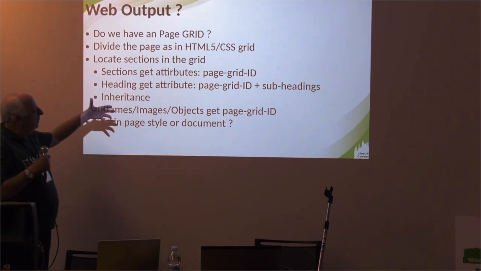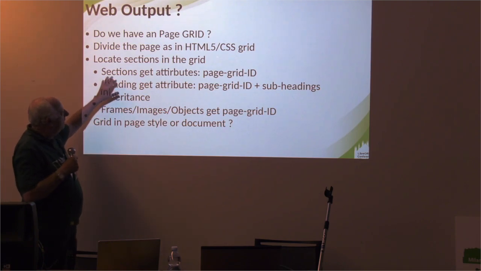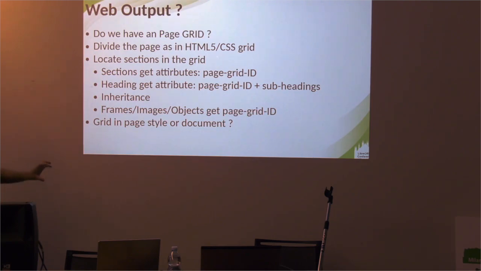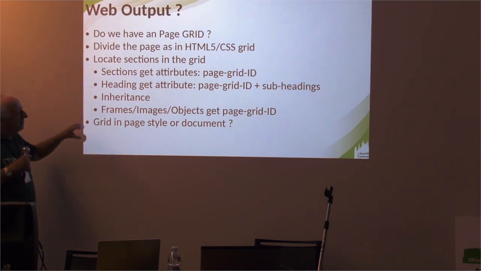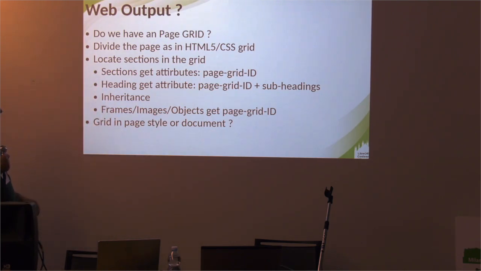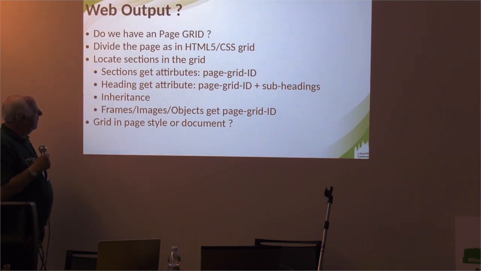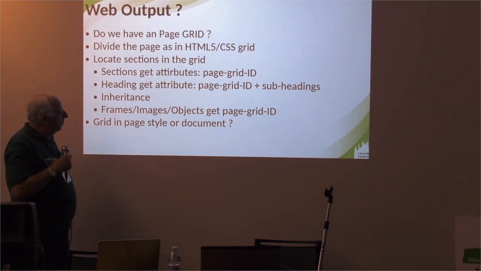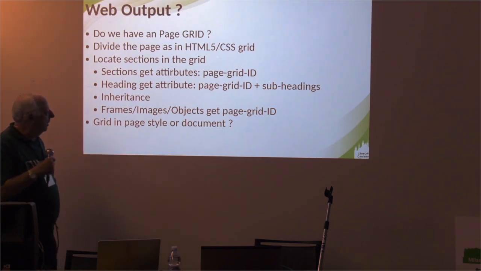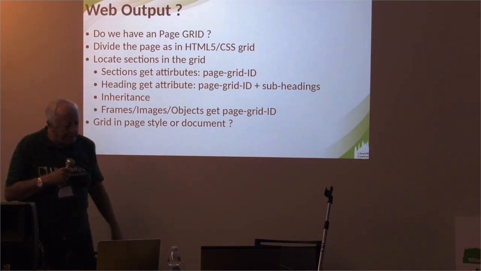Okay, so elements of the document could get a new attribute, which is the page grid ID, so that I can position sections, headings, and objects in the grid I want in my web page, and get some other information such as working on inheritance, working for frames, images, and objects, and evaluate if the grid is in the page style or in the document, which I have not yet thought about. So basically, that's this small lightning talk.